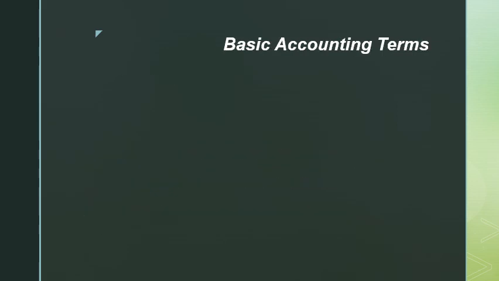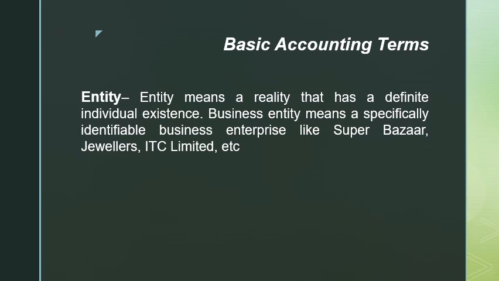Then there are different terms related to accounting that you should know. So we are going to go through basic accounting terms that you should know in order to be a good accountant or a good accounting student. First one, entity. Entity means a reality or existence that has a definite individual existence. Just like a normal person, a business has its own existence apart from its owner. That existence is termed as entity. So every business is a separate person or an artificial person apart from its owner.